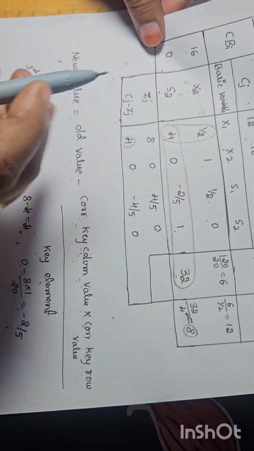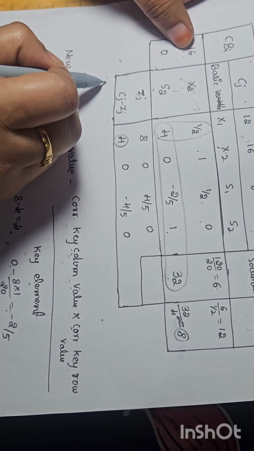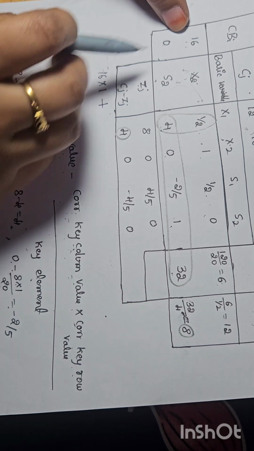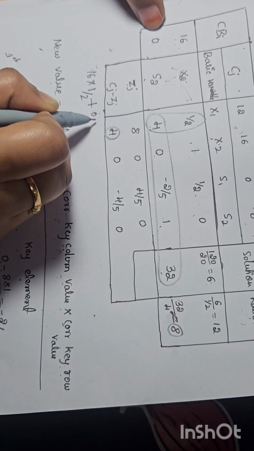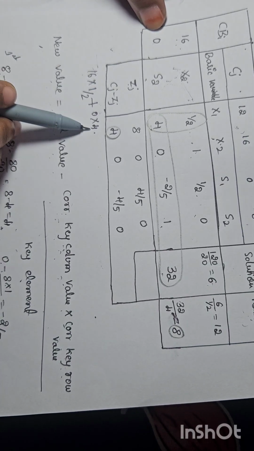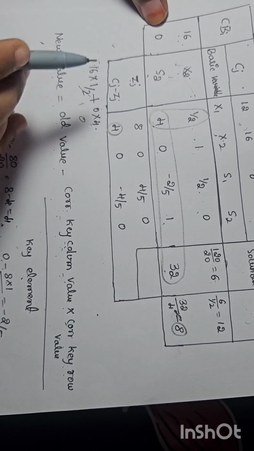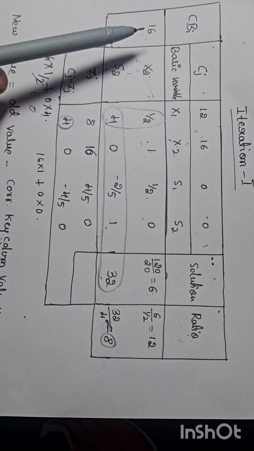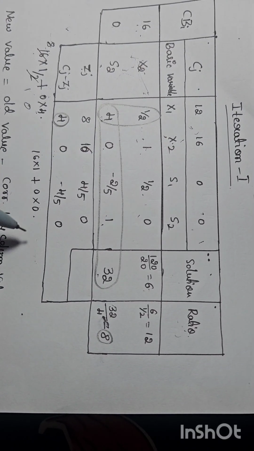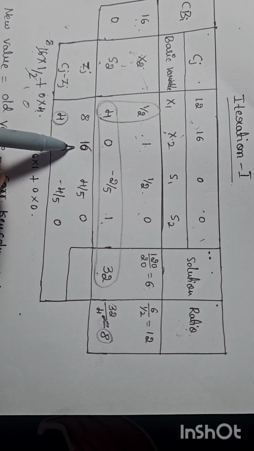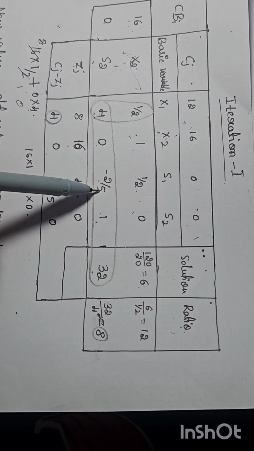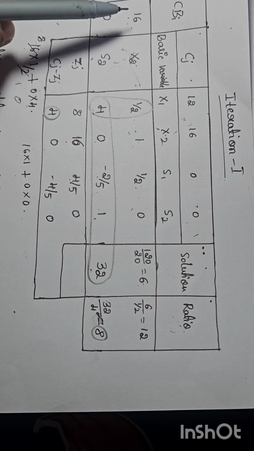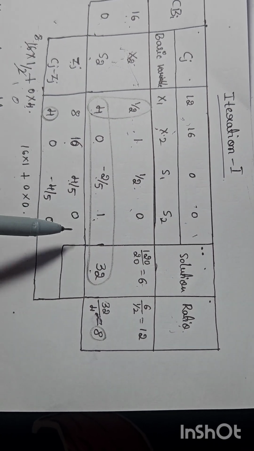After finding the new values, you need to find out Zj. Zj, I already told, how will you find out? 16 into 1 plus 16 into half plus 0 into 4. You will get 8. 0 into 4, 0 only. 2 8s are 16. 16 into 1 plus 0 into 0. What will be the answer? 16. Next, similarly, 16 into half plus 0 into minus 2 by 5. You will get 4 by 5. 16 into 0 plus 0 into 1, 0 only.